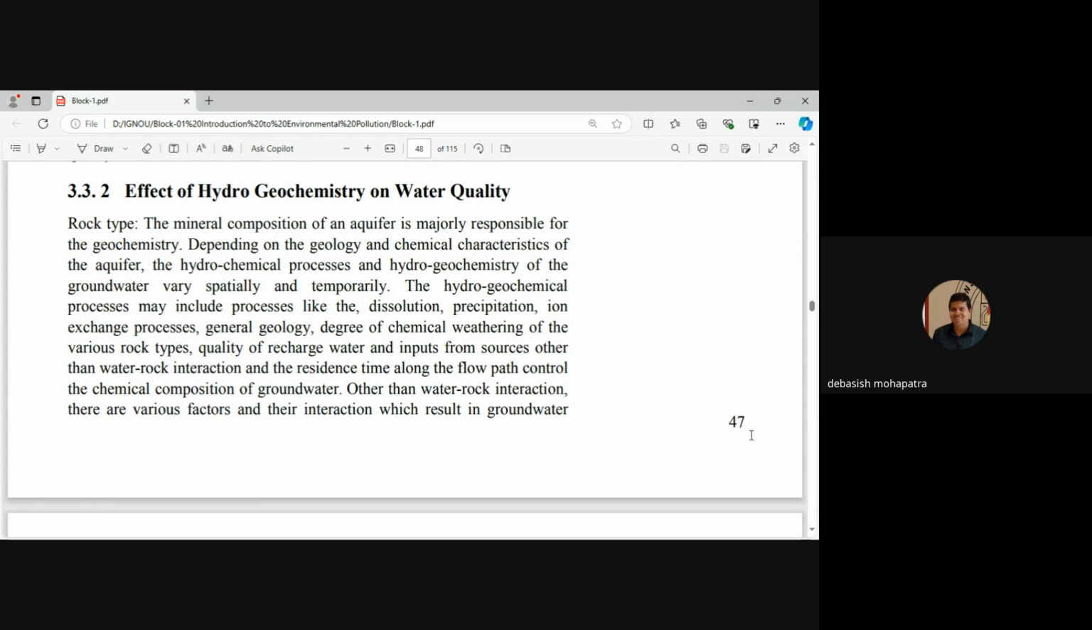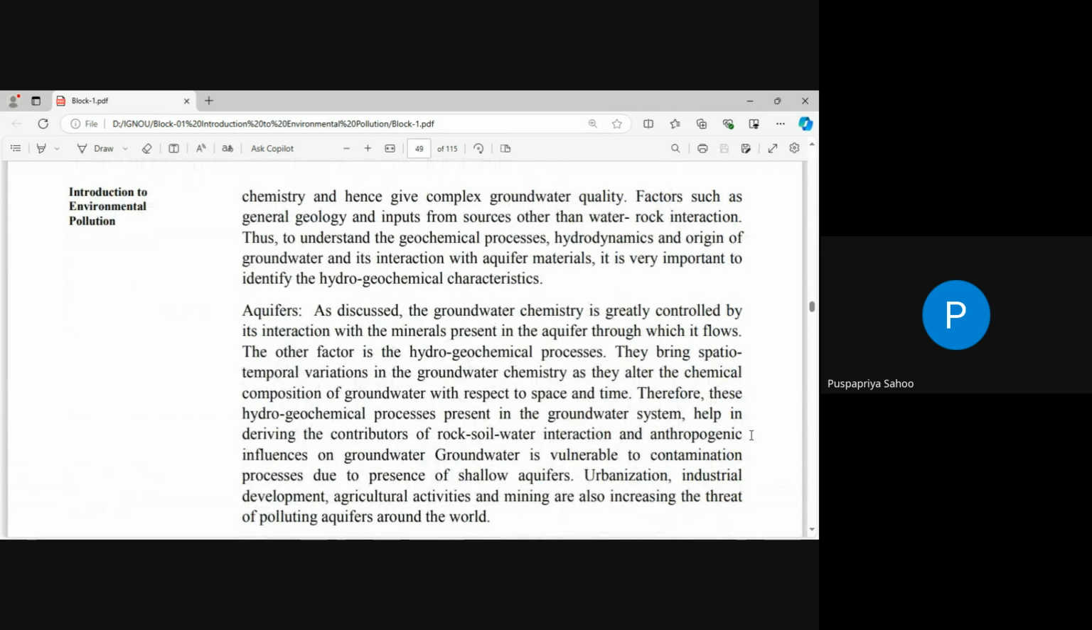The hydrogeochemical processes may include dissolution, precipitation, ion exchange processes, general geology, degree of chemical weathering of the various rock types, quality of recharge water, and input from sources other than water-rock interaction. The residence time along the flow path controls the chemical composition of the groundwater. Water-rock interactions are variously functional, and their interactions result in the groundwater chemistry and hence give complex groundwater quality.